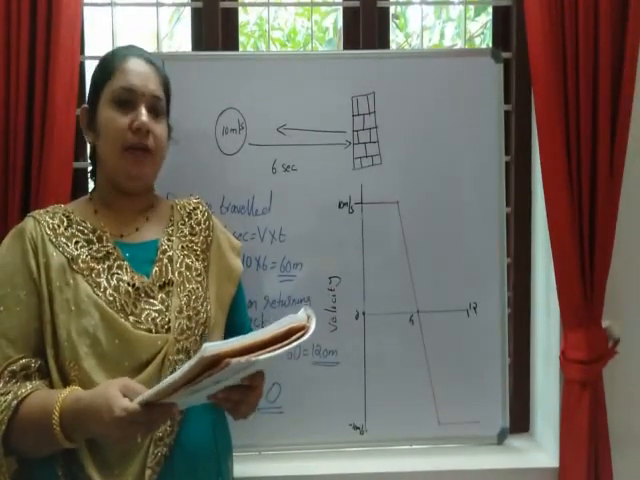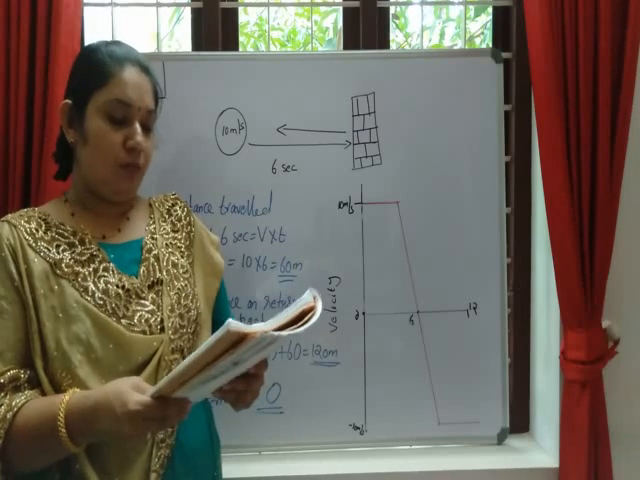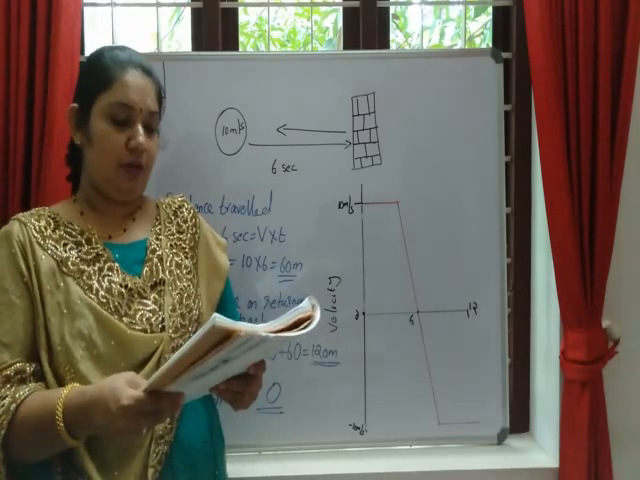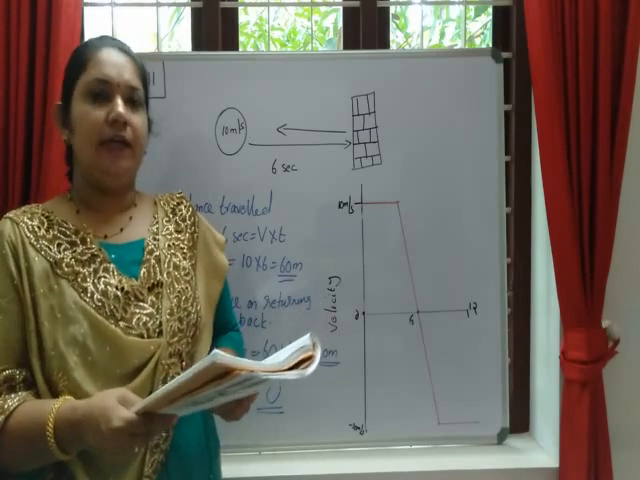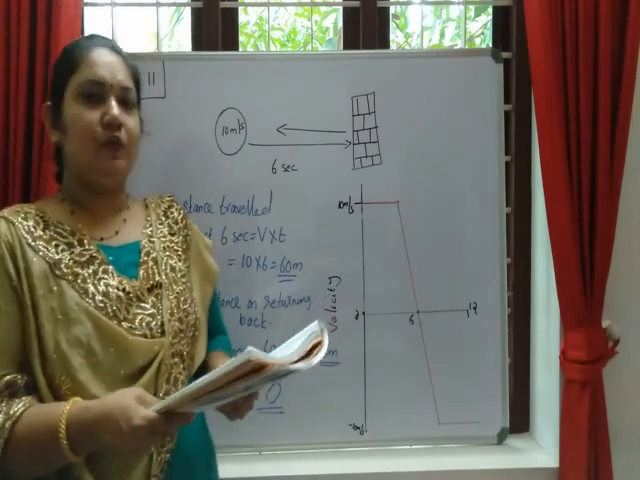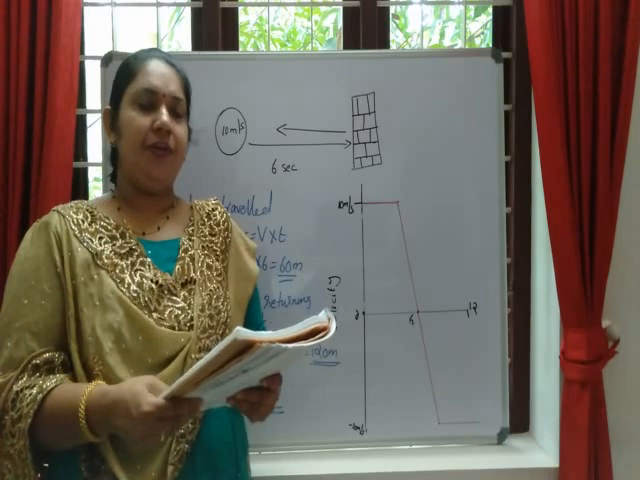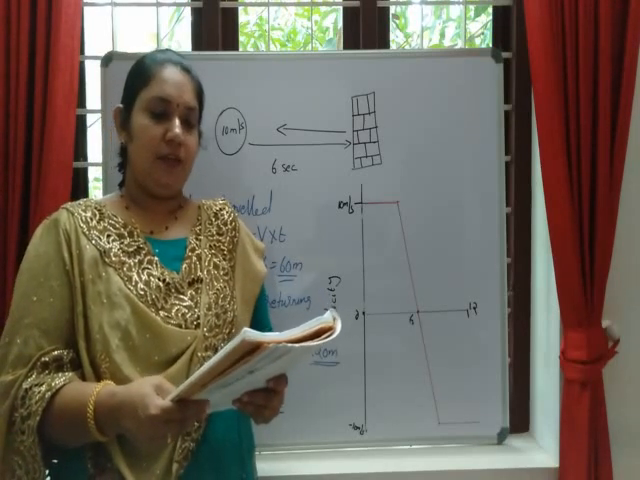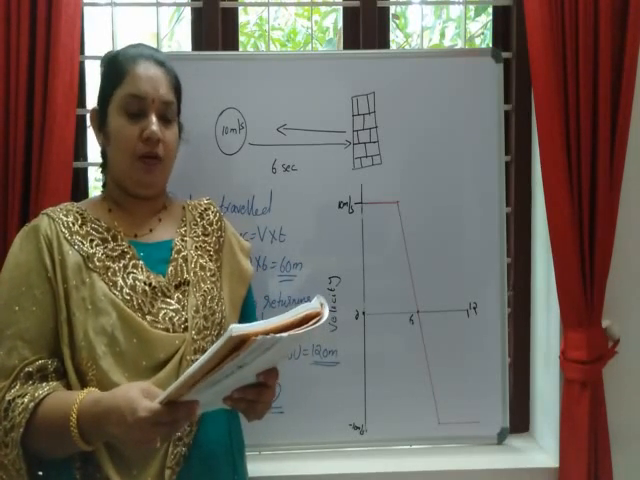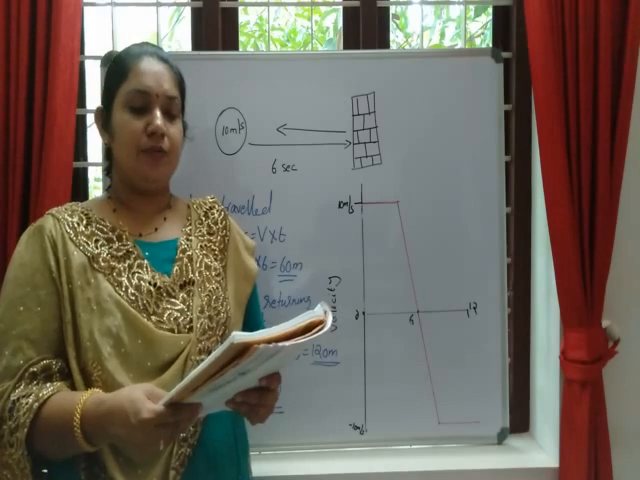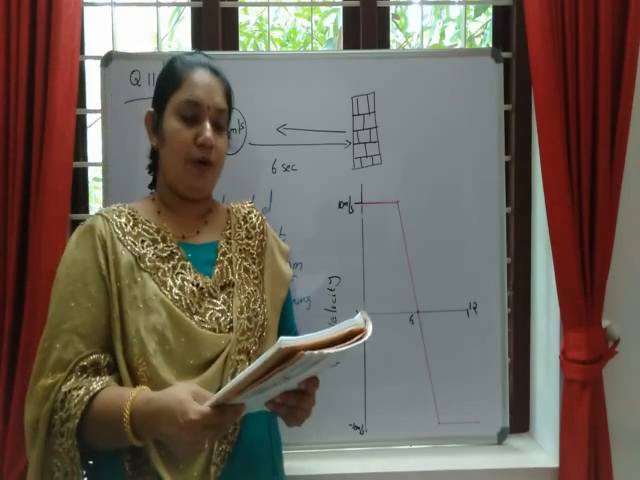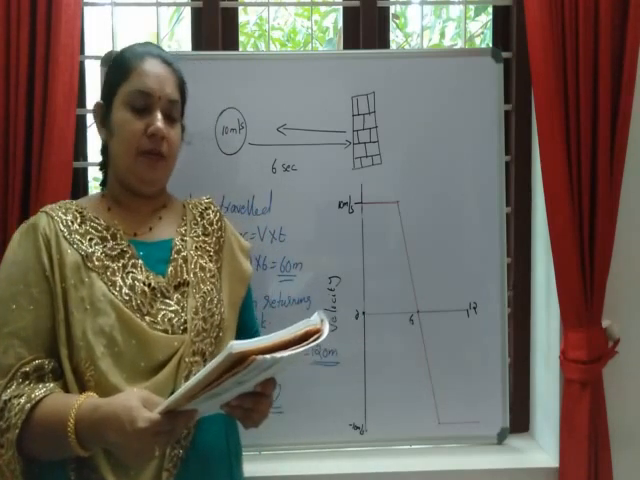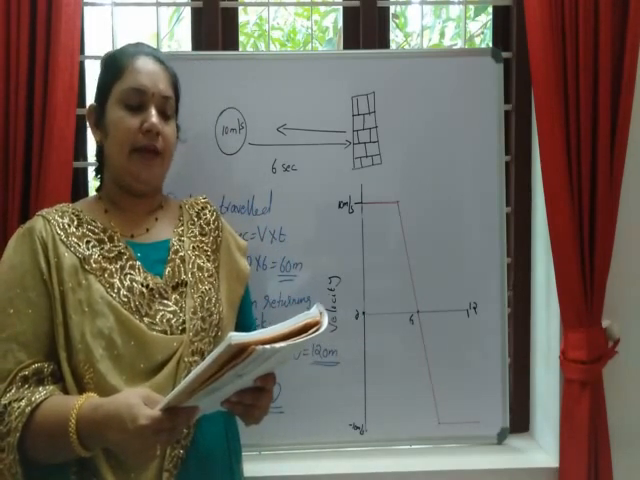Next, question number 11. A ball moves on a smooth floor in a straight line with a uniform velocity of 10 meter per second for 6 seconds. At t equal to 6 seconds, the ball hits a wall and comes back along the same line to the starting point with the same speed. Draw the velocity time graph.